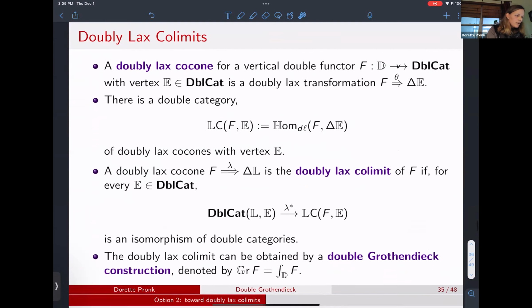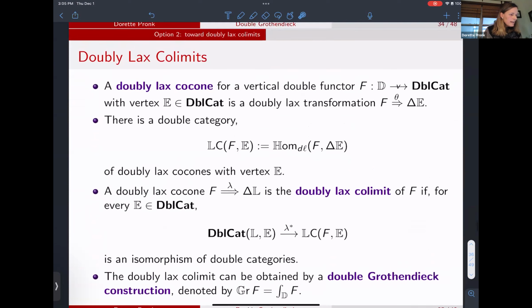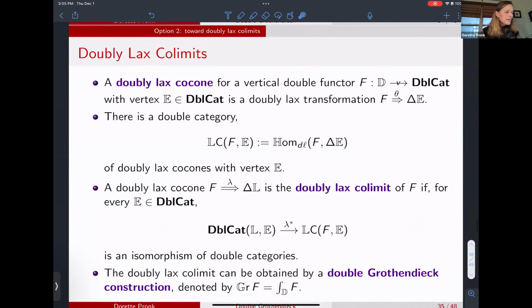So our goal was to look at colimits. And so we want to look at what are doubly lax co-cones for a vertical double functor. Well, we would have to just look at the doubly lax transformations to a constant double functor for any given vertex E double category. And so we end up, remember, the HOM was a double category. So we have a double category of doubly lax transformations and every other structure in between them from F to delta E.